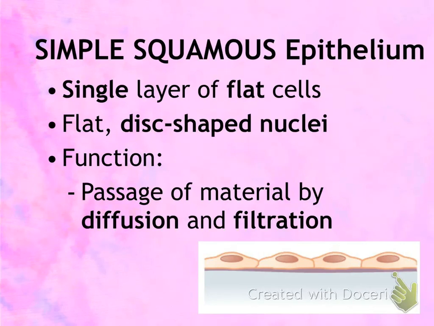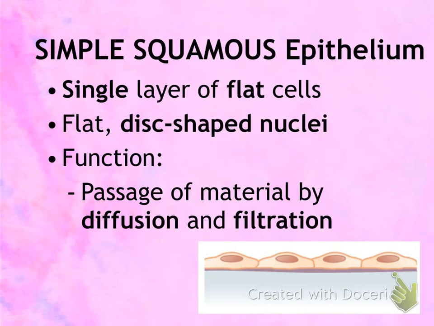Having the first name simple tells you that it's going to be a single layer. The first epithelium is simple squamous epithelium. The first name tells you that it is a single layer. Simple means single, so you see that there is a single layer of cells. The last name, squamous, tells you that these cells are going to be flat-shaped.